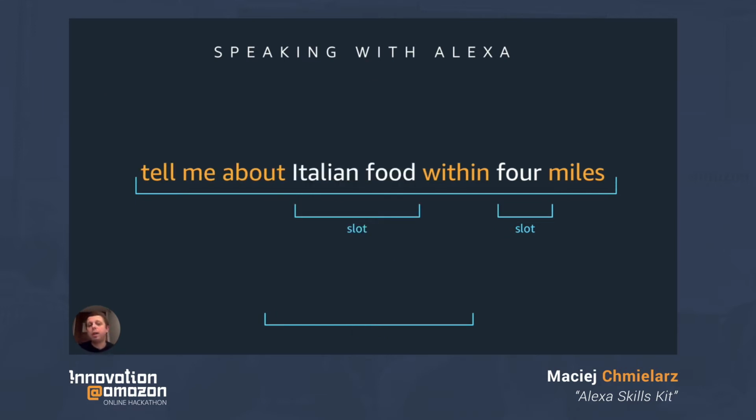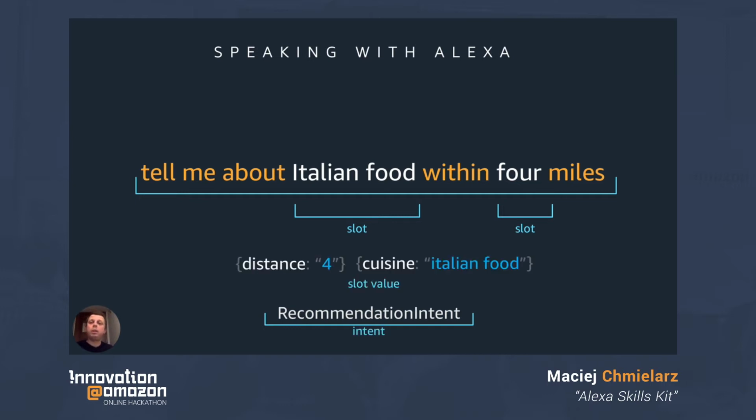And every utterance can have more than one slot. It's not like only one value can be provided. There can be multiple slots per utterance. So for example, if the user says, tell me about Italian food within 4 miles, your skill needs to understand not only that the user is looking for a restaurant in a 4-mile radius, but also what cuisine the user is looking for. So in this case, this intent is going to contain 2 attributes, distance and cuisine, with appropriate values that were provided by the user.